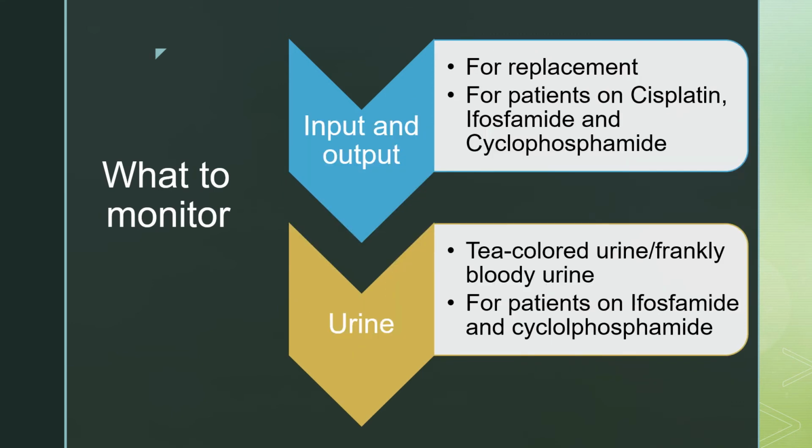There are some drugs that require more specific monitoring when it comes to input and output and urine characteristics. Cisplatin is a nephrotoxic drug which requires just the right amount of hydration. It is imperative that the patient's I and O be strictly monitored during infusion and in the first 24 hours after cisplatin infusion. We may have to replace excessive fluid output. Ifosfamide and cyclophosphamide also require adequate hydration because they may cause hematuria due to bladder irritation. The character of the urine of patients on these drugs should also be monitored. Look for tea-colored or frankly bloody urine.